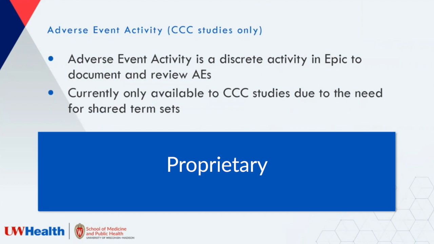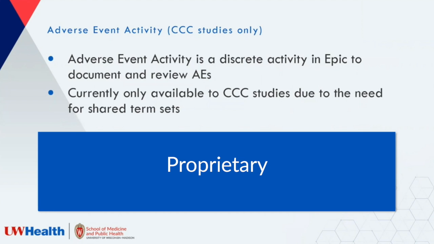So this one I'm going to highlight what's in parentheses first. At this time, this activity is only available for studies that are being run through Carbone Cancer Center. But HealthLink Epic does have the capability to have a discrete adverse event activity documentation. The reason right now that it is only rolled out for Carbone Cancer Center studies is because every time a study is using this activity, we have to define the entire term set for the study.